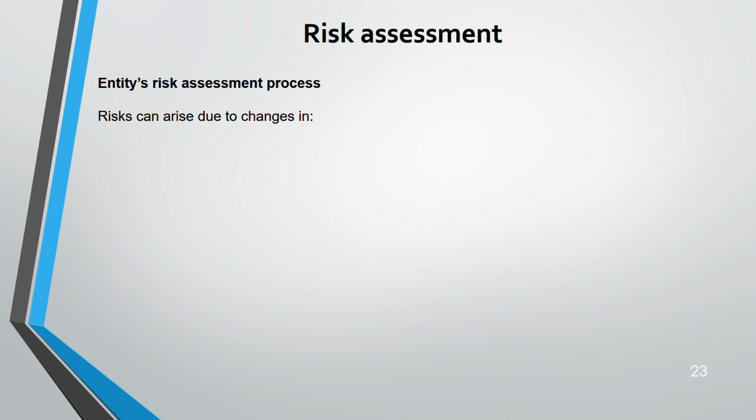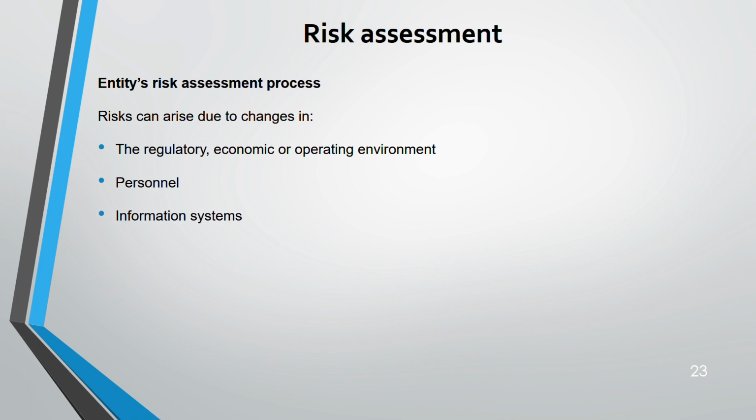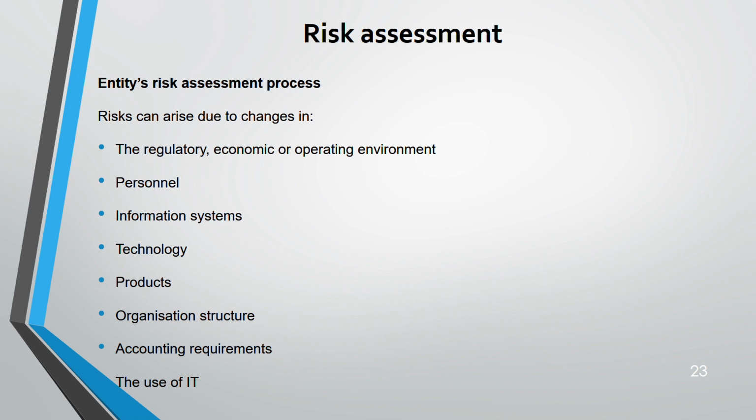Now, if there is any change, okay, changes in these variables can affect your risk. Risk will arise due to changes in these things. What is it? Number 1, regulatory change. Any changes in regulation, laws will change your risk. Then changes in the personnel, that means the key staff, will alter your risk. Information system, risk will be there. Technology, changes in technology alter the risk. Products, changes in organization structure, changes in accounting requirements, and changes in the use of IT. Changes in any of these will change your risk.